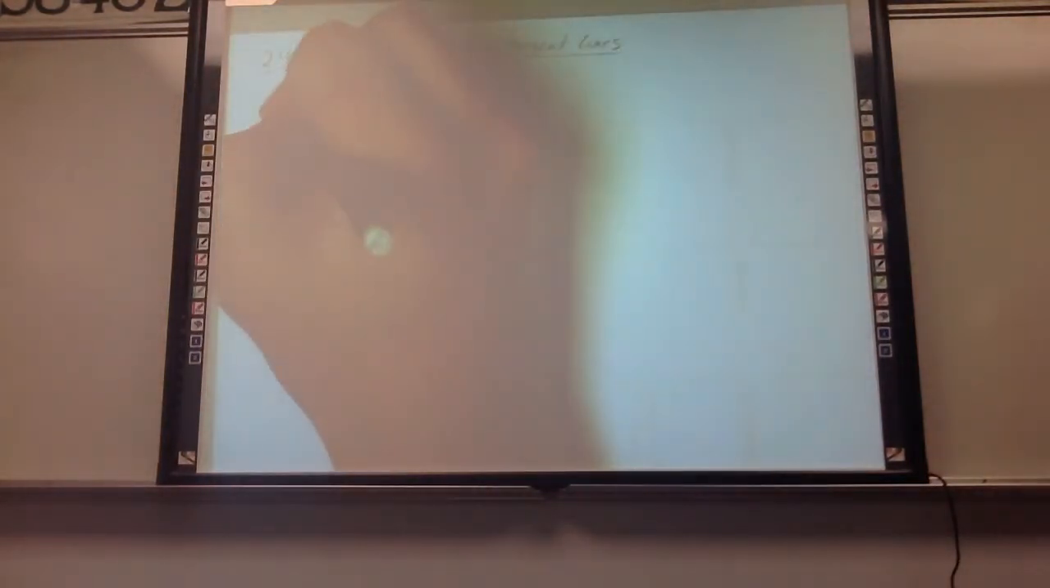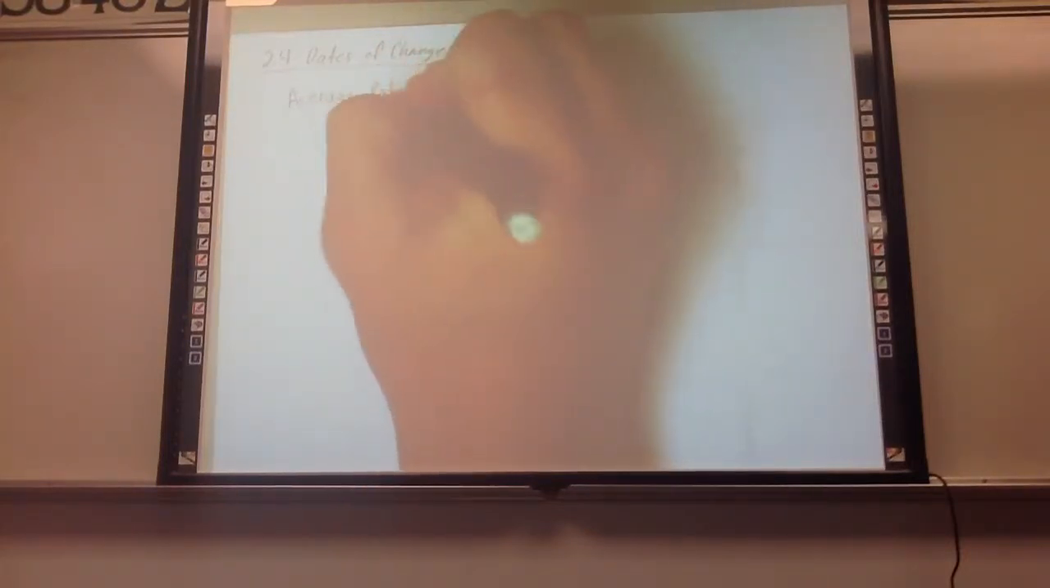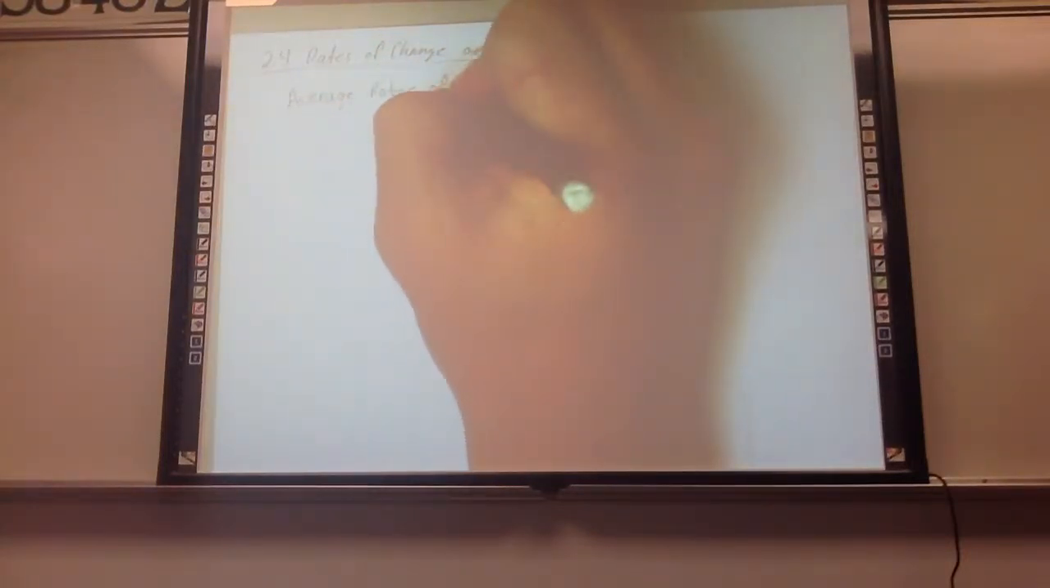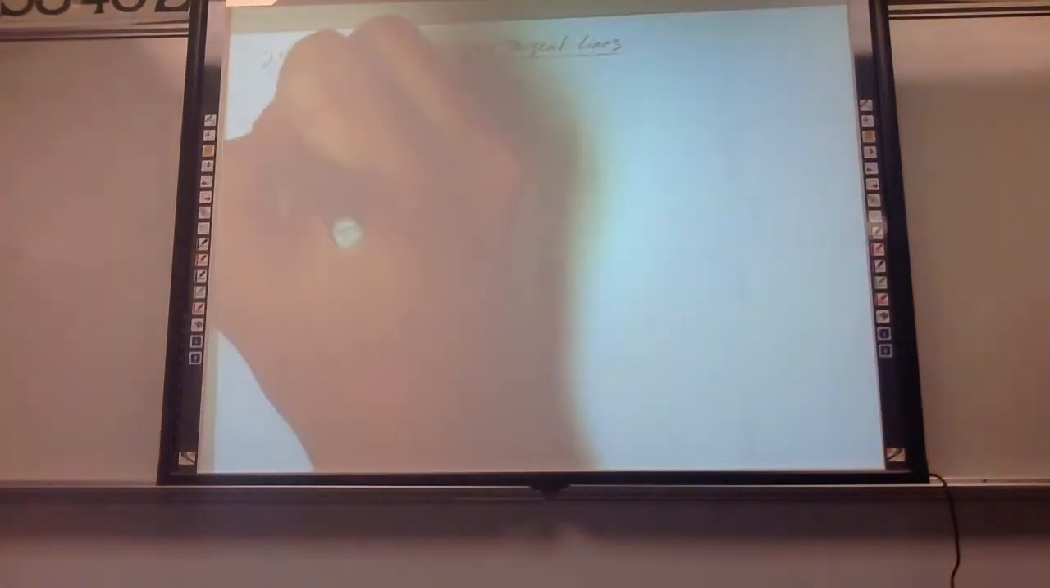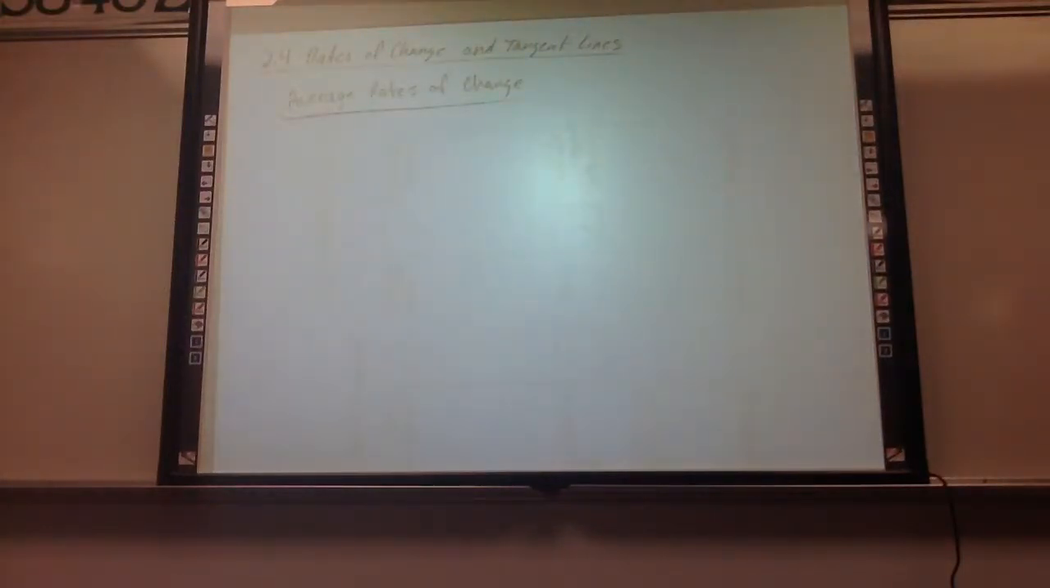Average rates of change. That's kind of what we were talking about the very first day. Remember when we were talking about average speed? The rock falling. Well, this is identical. It's just, instead of in context, now we're just thinking of the function.